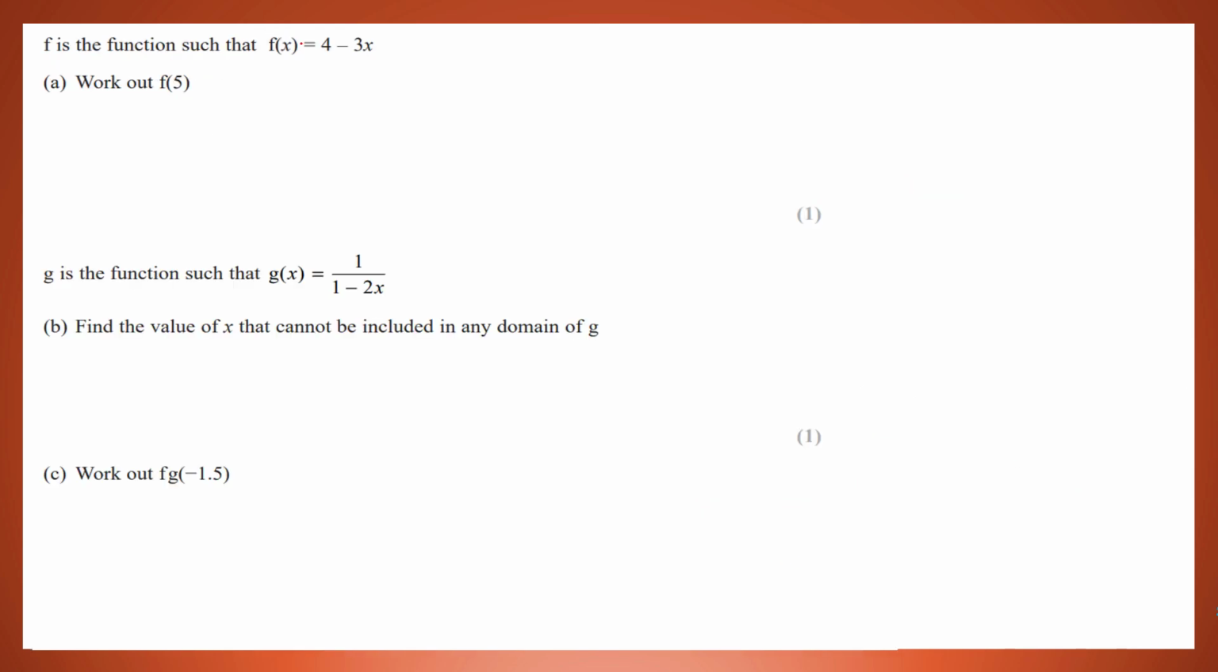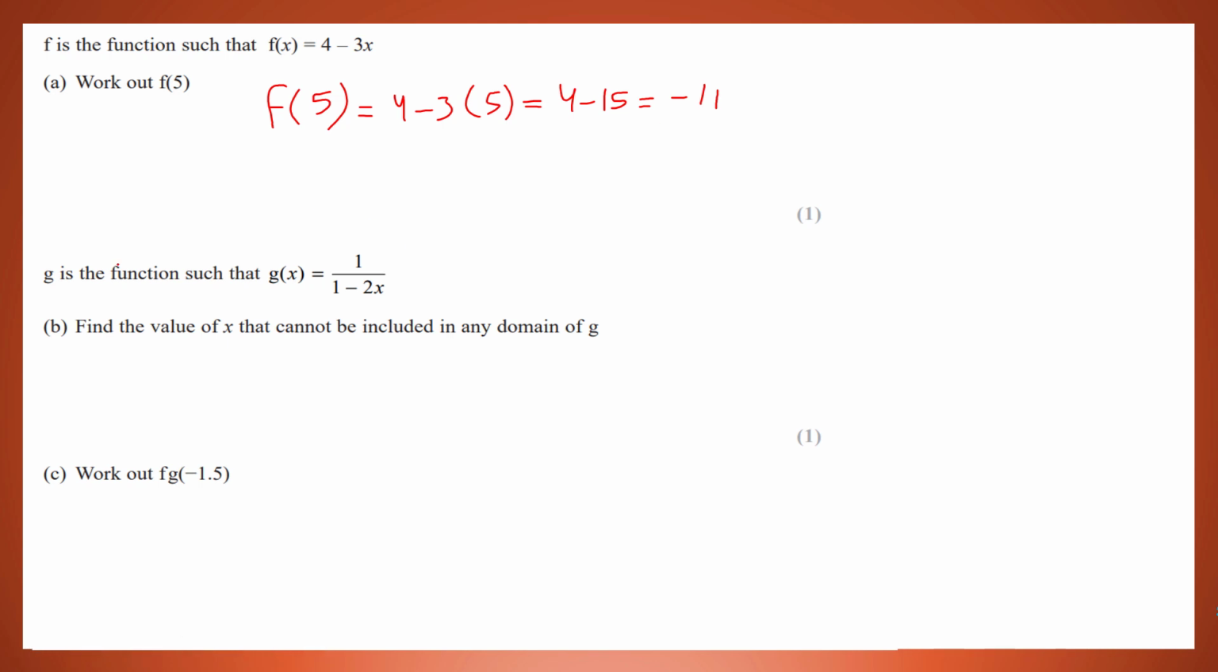F is the function such that f of x equals 4 minus 3x. We need to find f of 5. So I will do just replacement. You will just replace x by 5 in here. So you need to calculate. It will be 4 minus 15, which is negative 11.